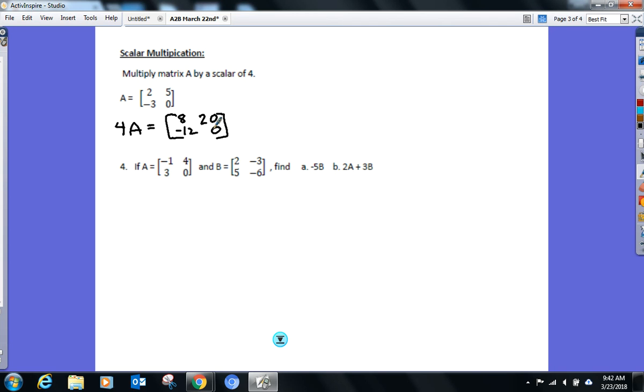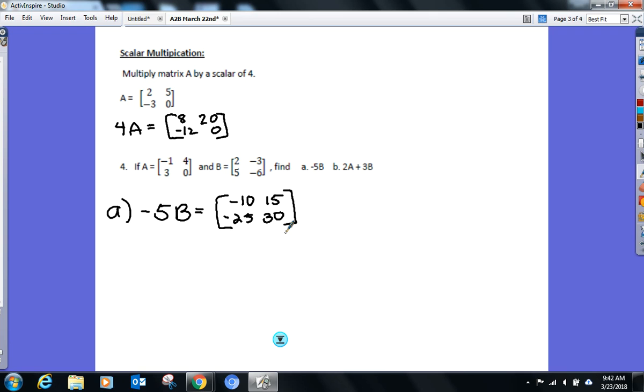All right, let's try to combine all this now. Here's matrix A, matrix B. Can you find what -5B would be equal to? So I'm going to take B and multiply all its entries by -5. New matrix would be -10, 15, -25, and 30.